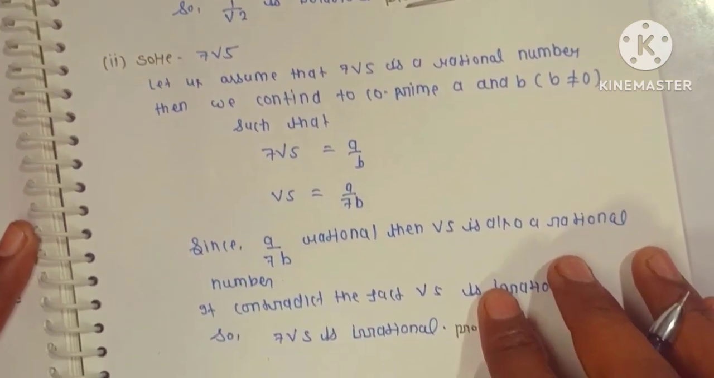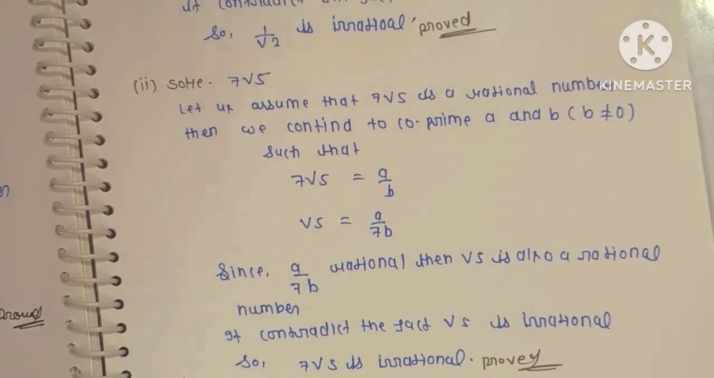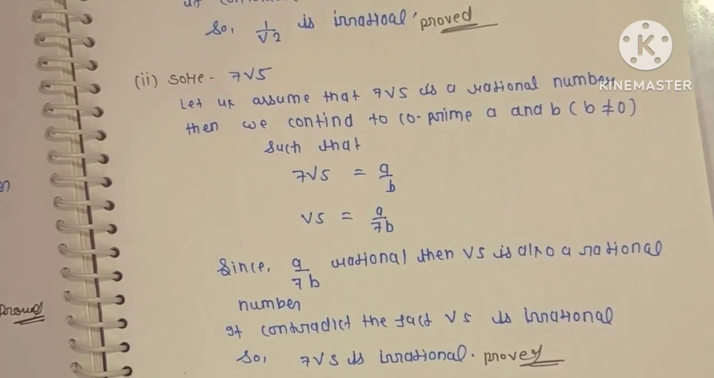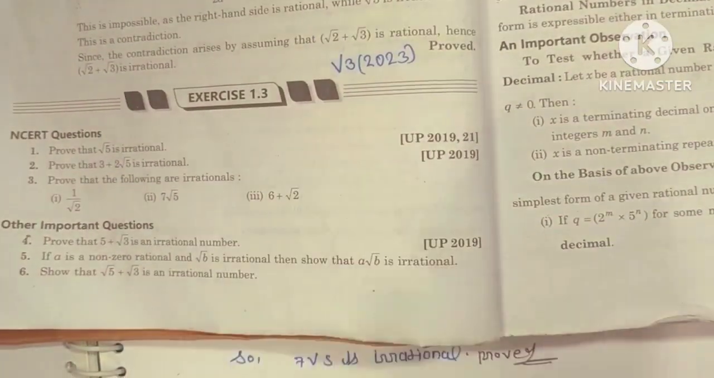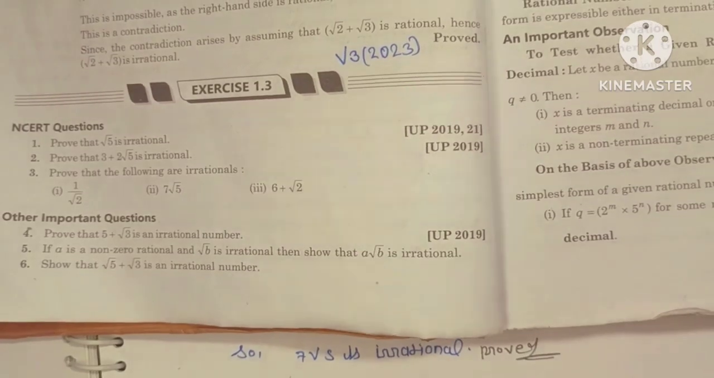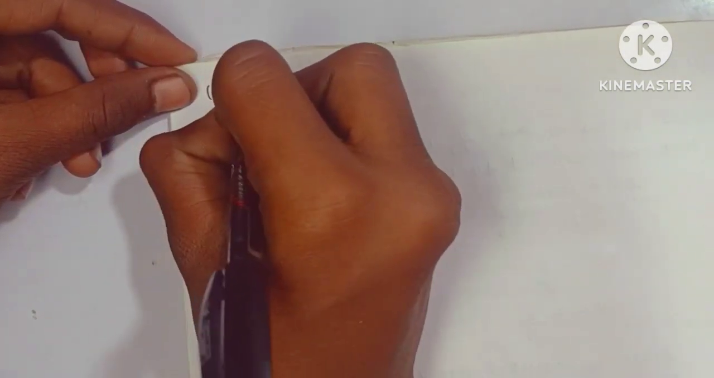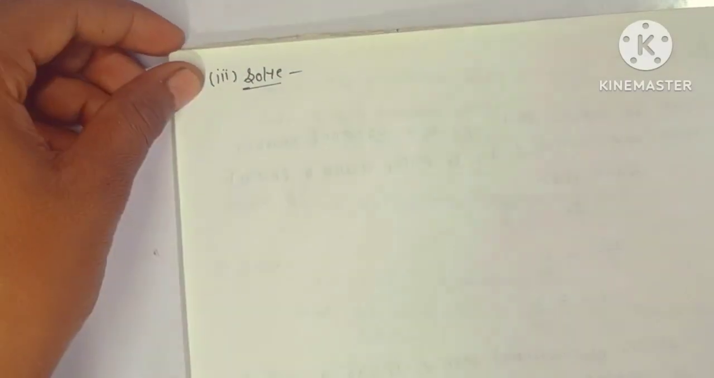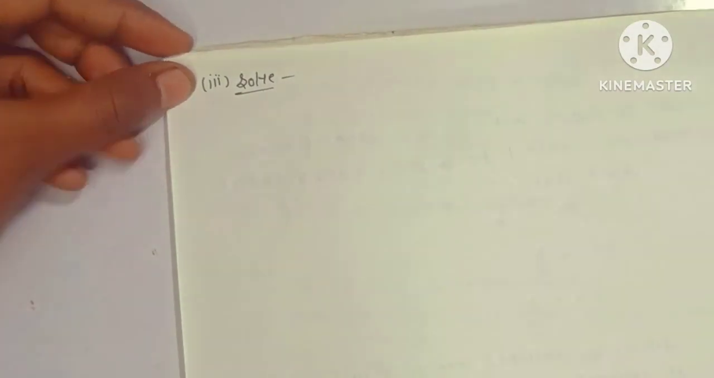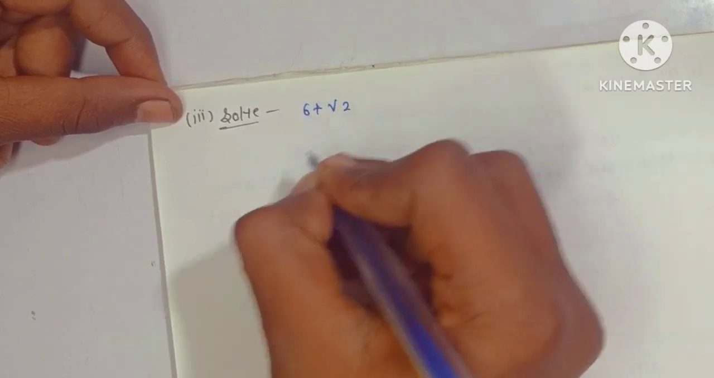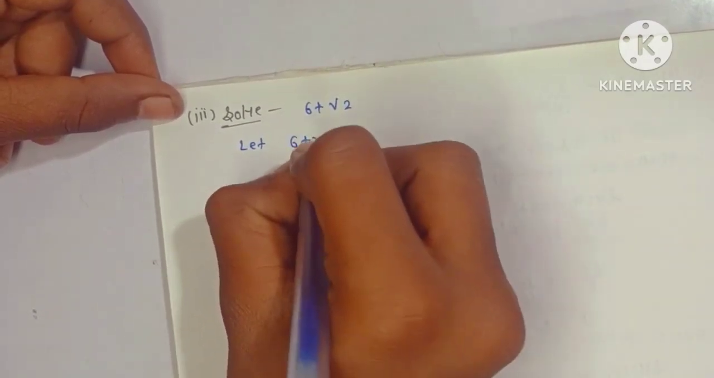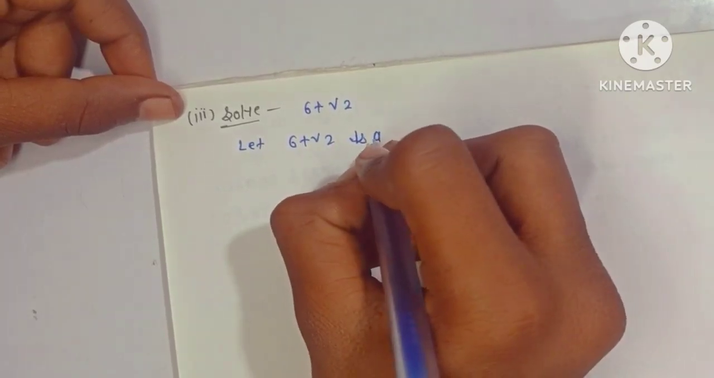Question number 3: 6 plus root 2. Solve. Let 6 plus root 2 be a rational number.